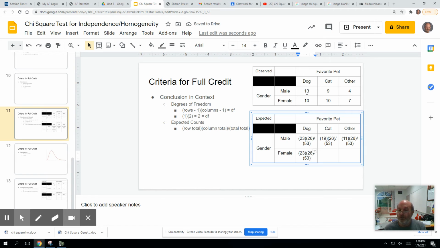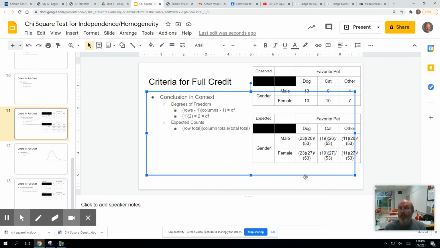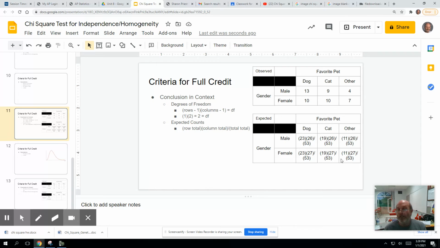Second row, first column, we had first column, second row totals. So now 23 times 27 this time, still divided by 53 because that's the whole, that's the column total, or that's the total. Over here, we would do 19, that's the column total times the row total, 27, divided by the total. Here, we would have column total, 11, times the row total, 27, divided by the total. And that's how you calculate your expected counts in a chi-square test for independence or a chi-square test for homogeneity.